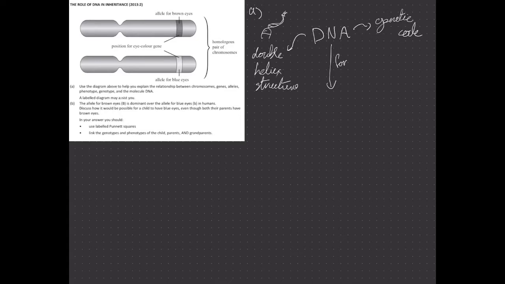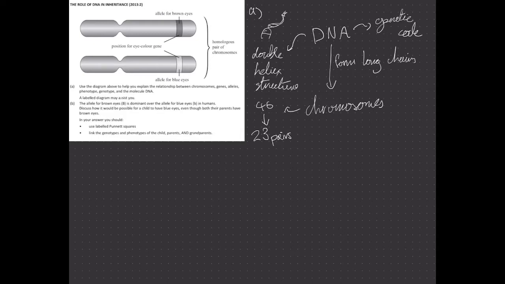Now, our DNA forms long chains, which make our chromosomes, okay, of which we have 46 in the form of 23 pairs. For boys, 22 of those will be homologous. If you're a girl, 23 will be, okay?